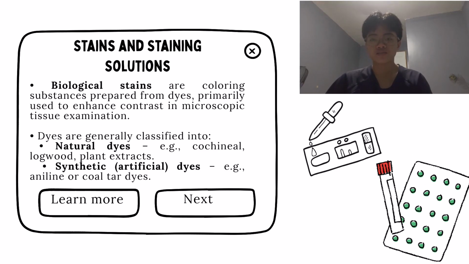Stains and staining solutions. Biological stains are color-imparting agents used to enhance contrast in microscopic tissue examination. Types of dyes. Natural dyes from sources like cochineal, logwood, and plant extracts. Synthetic dyes such as aniline or coal tar dyes.